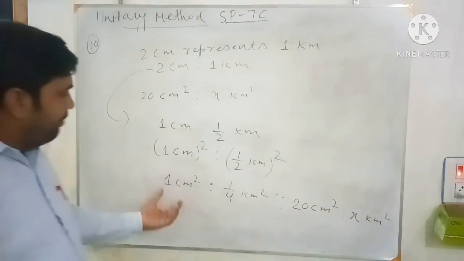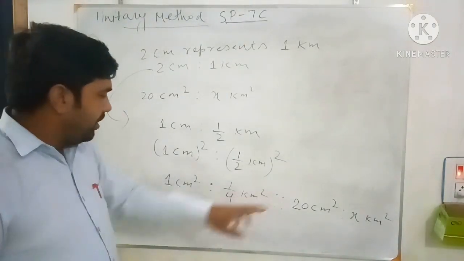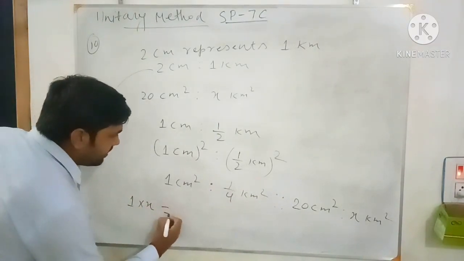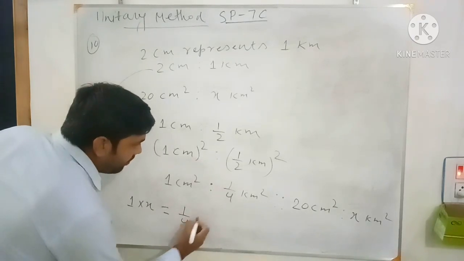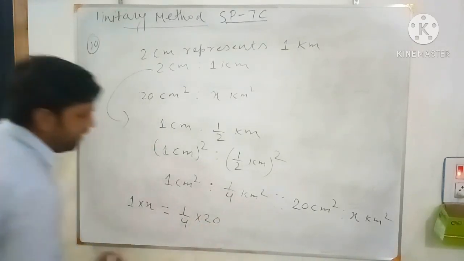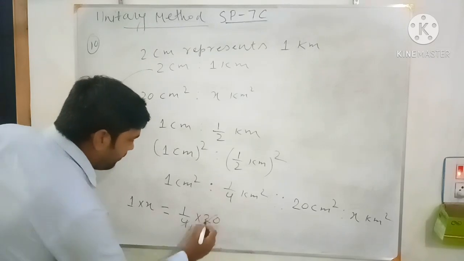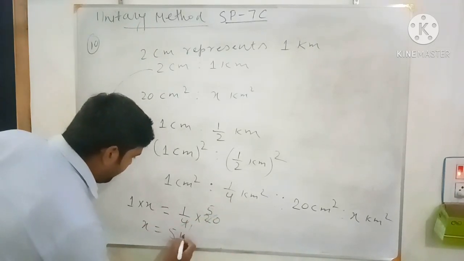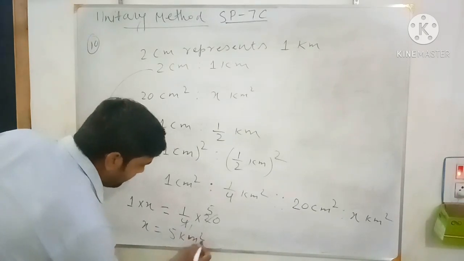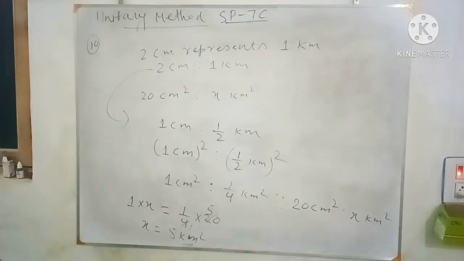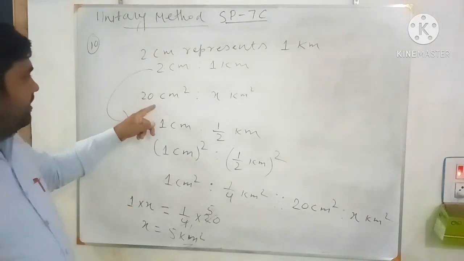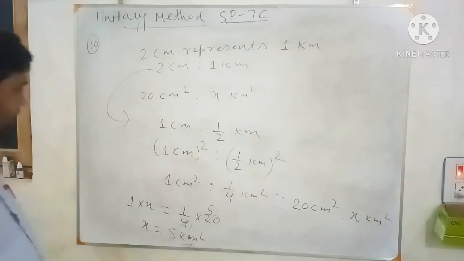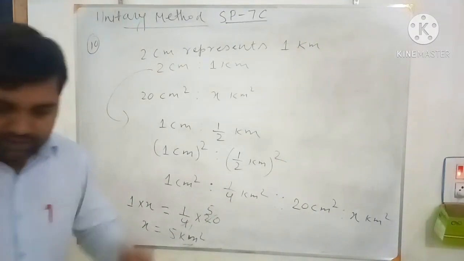Now see, by the law of proportion, the product of the extreme terms, 1 into x, what do we get? 1 into x is equal to 1 by 4 into 20. So 4 ones are 4, 4 fives are 20. So x is equal to 5 kilometers square. Okay, understand? So 1 centimeter square area represents 1 by 4 kilometers square, so 20 will represent 5 kilometers square.